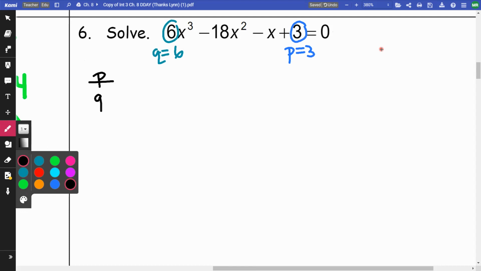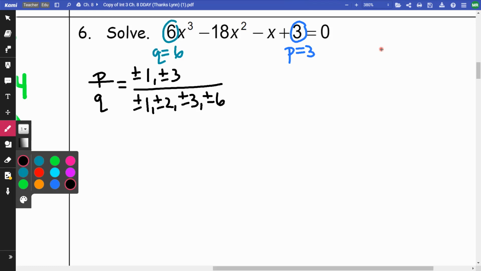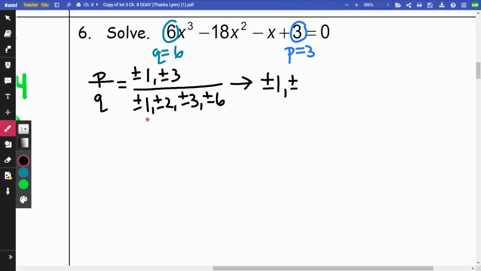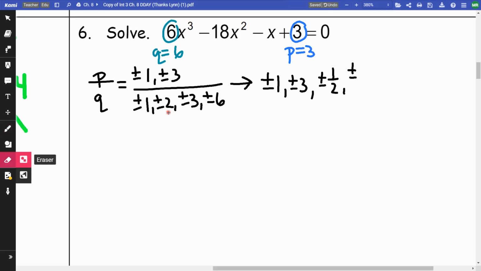And our possible rational solutions are going to be all of my factors of 3, which is 1 and 3, over all my factors of 6, my Q, which is 1, 2, 3, and 6. So I'm going to put both of these over each of these denominators. If I'm putting them over 1, that's when I get just integers, plus or minus 1, plus or minus 3. When I put these over 2, I'm going to get a plus or minus 1/2 and a plus or minus 1/3. I'm sorry, 2/3, because I'm putting it over 3.